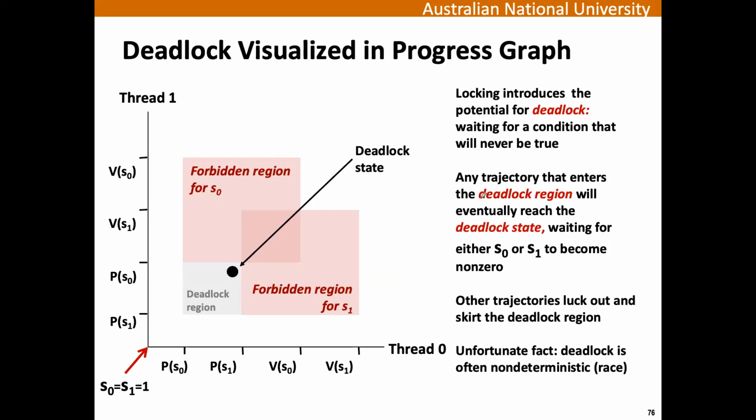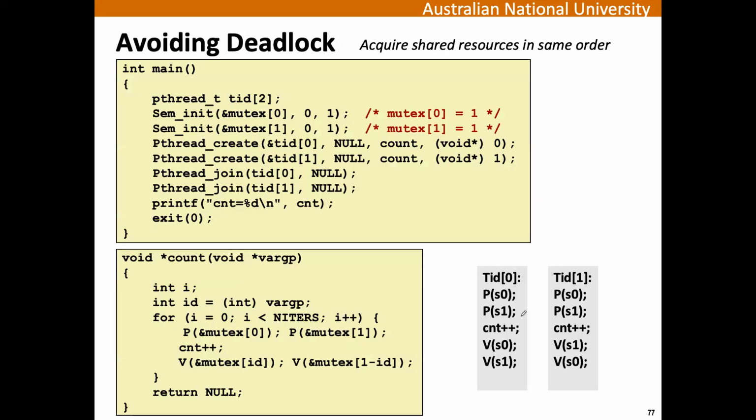So the solution is, any trajectory that enters the deadlock region will eventually reach the deadlock state. Other trajectories luck out and skirt the deadlock region. So if you have potential for deadlock in your program, sooner or later it will happen. And it's non-deterministic. That's a problem with concurrent programming. You run it 20 times, it works, and the next time when you submit your solution to the teacher, it won't work. But it will work on your machine. So be ready for that.